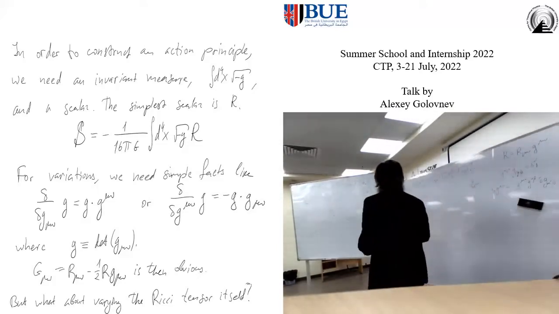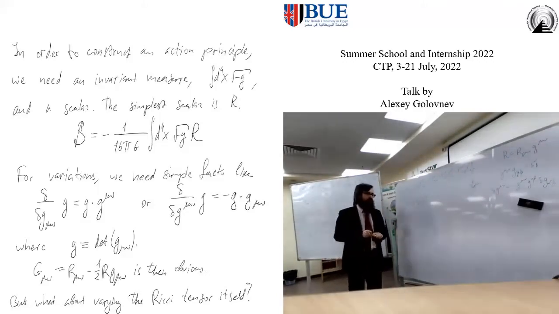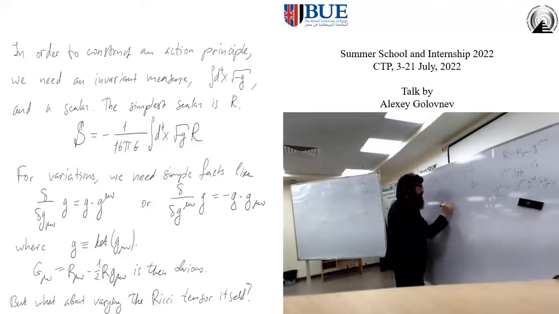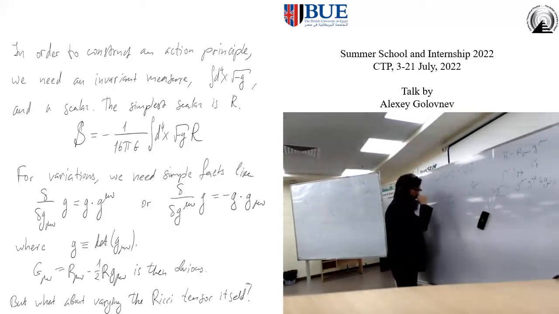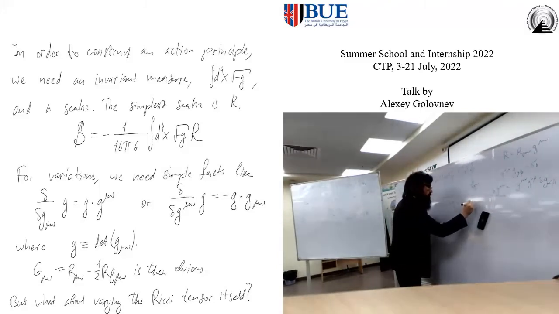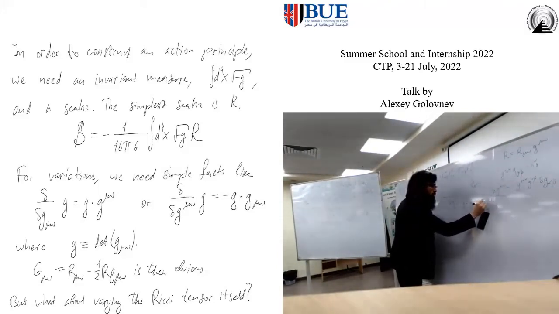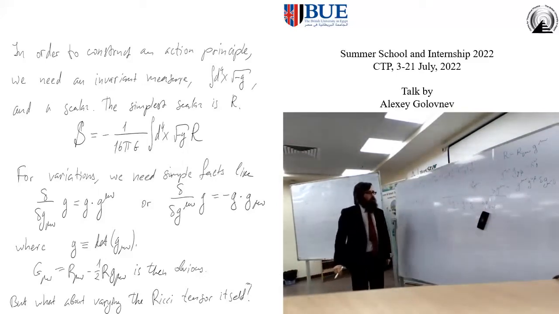Another thing to know is how I do the variation of the determinant of the metric. That's a bit different, and the answer is the following. If I do the variation of the determinant, that should be equal to the determinant itself multiplied by g mu nu, variation of g mu nu.